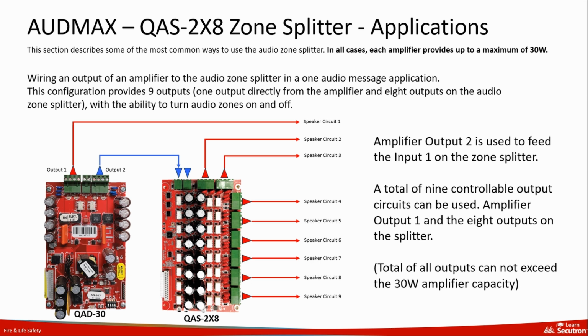In this scenario, amplifier output 1 is used as a direct speaker circuit. Amplifier output 2 is connected to input 1 on the zone splitter and is available to be switched onto any combination of the 8 outputs on the zone splitter. Note, the total load on the 8 outputs is limited by the connected input and should not exceed that capacity.